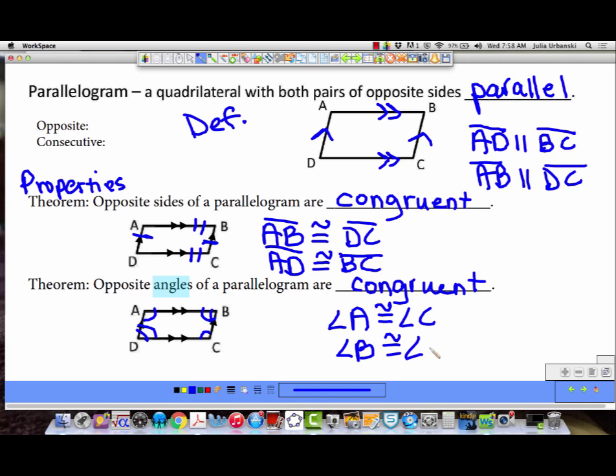Now these are going to help you when it comes to problem solving time, but you have to know the properties before you can use them.